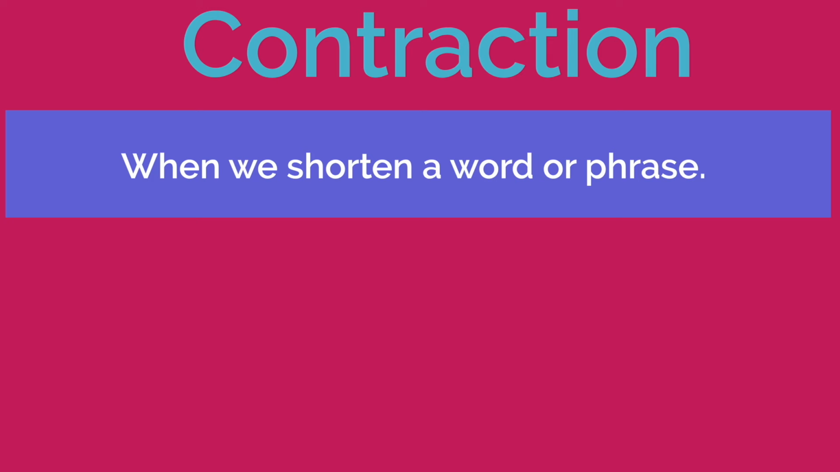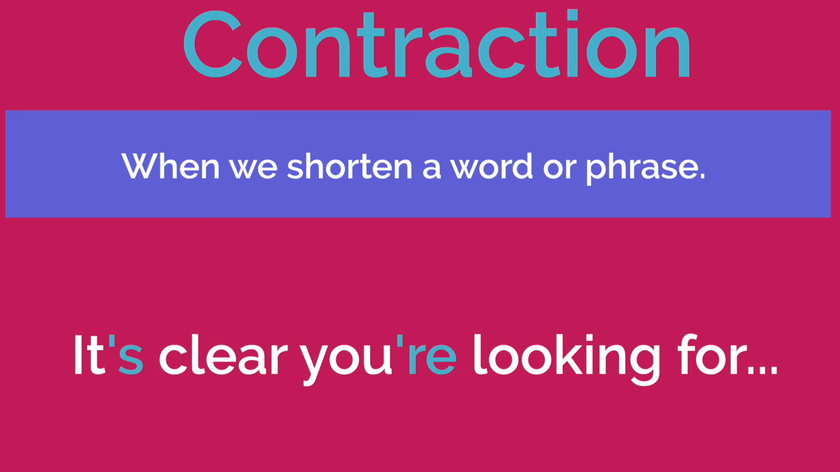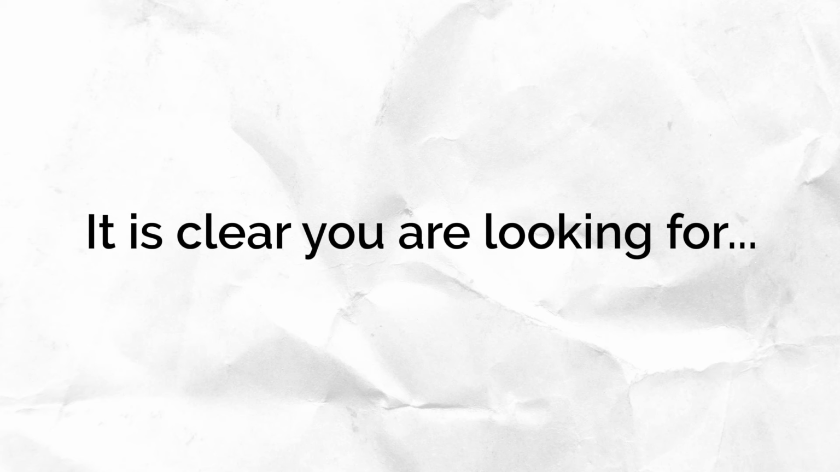You might have noticed in my email that I've included a lot of contractions. A contraction is when we shorten a word or phrase. For example, it is clear you are looking for becomes it's clear you're looking for. Contractions are great to use when speaking, but it's best to remove these when writing a formal email. So instead I'll write, it is clear you are looking for.